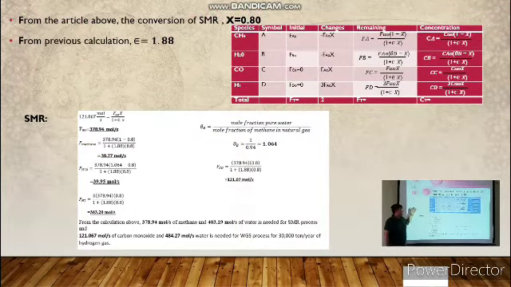So from previous calculations, we will have expansion factor 1.8 and conversion is 0.8. Based on these stoichiometry tables, we will calculate all the inlets for the production stream. And this is all the inlets of SMR and the outlets of SMR to WGS.